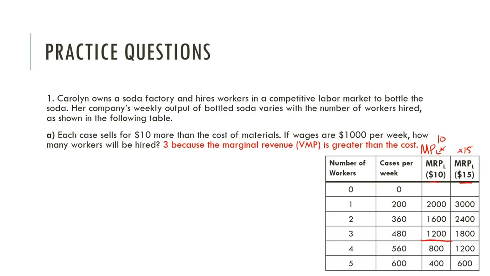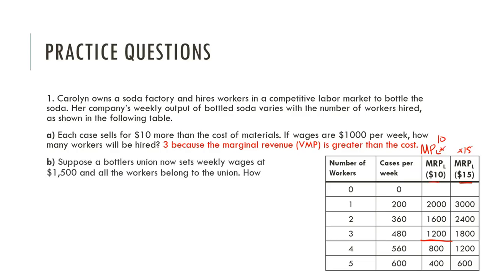Okay, because worker number 4 is going to add $800 of value. Worker 5 is only going to add $400 of value. And if they cost her $1,000 each, she is going to lose money by hiring those people. And so she will stop at 3 workers and she'll pay them each $1,000. If wages go up to $1,500, this third guy is not going to get hired anymore because he is only generating $1,200 a week. So at $1,500 now, she's going to hire only 2 people.